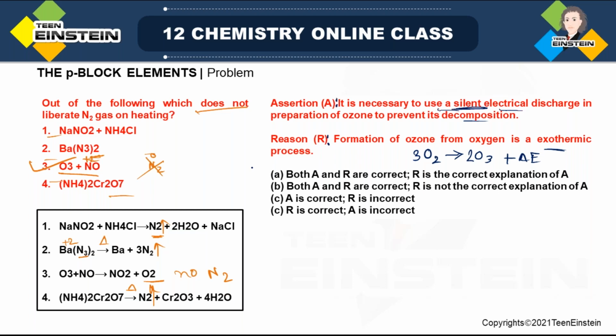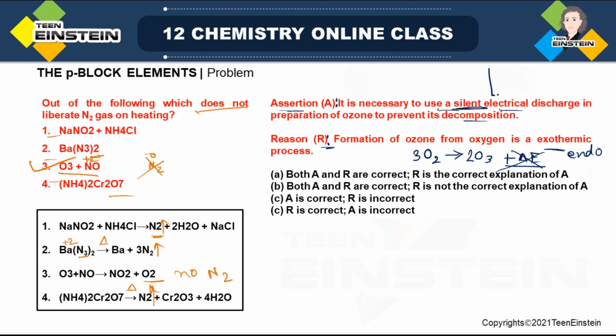The first statement, that it is necessary to use silent electrical discharge, is actually correct, that we have already seen during the preparation. And consider the statement given in reason. Just forget about the statement given in assertion. Independently, first we have to see whether this statement is correct or not. It says formation of ozone starting from oxygen is exothermic. But it is not exothermic, it is actually endothermic. So it is not correct. Here energy is absorbed. Energy is not liberated, so it is not exothermic.